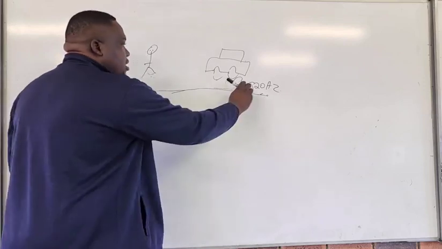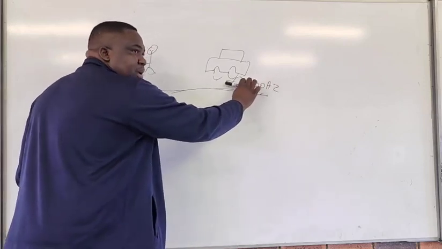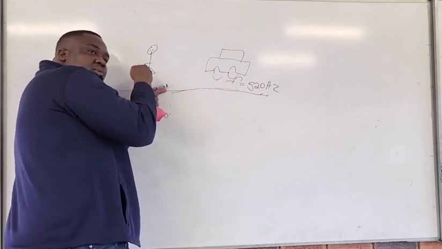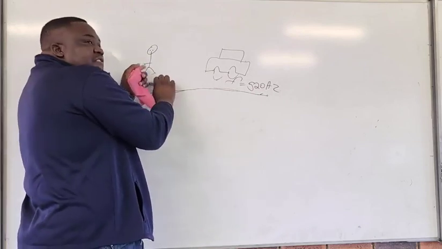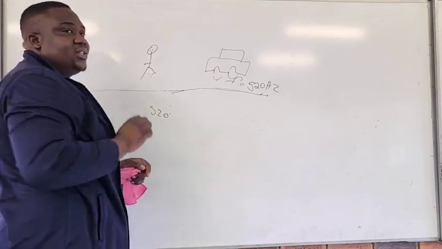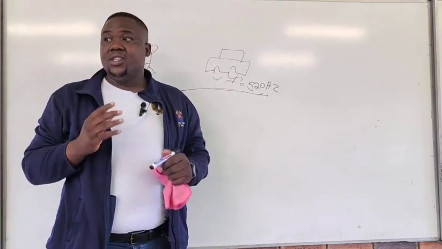You understand? So it means the person is not going to perceive 520 before that, but immediately the car passes the point where the person is, the person will perceive 520 and it starts decreasing. So that's how these things work.